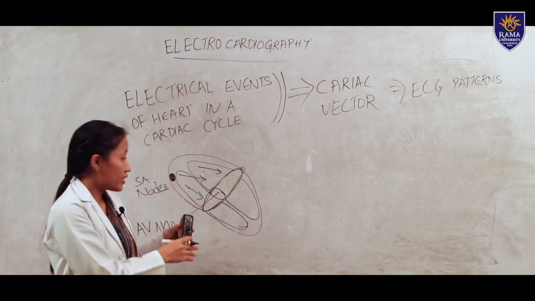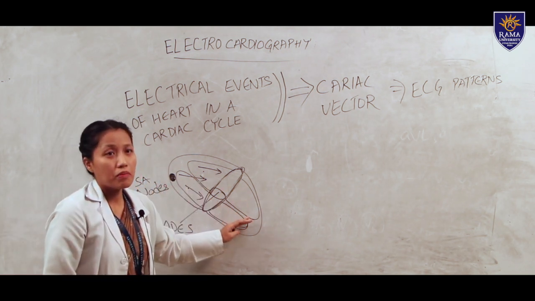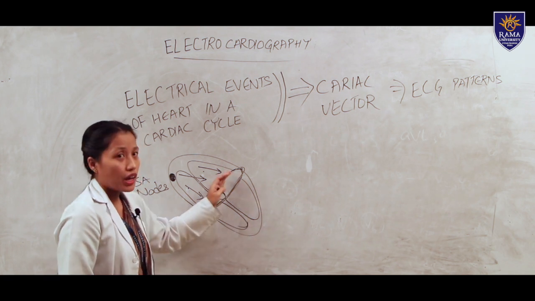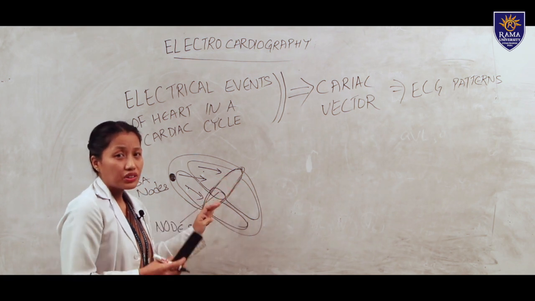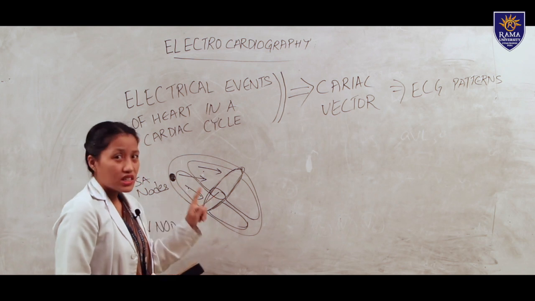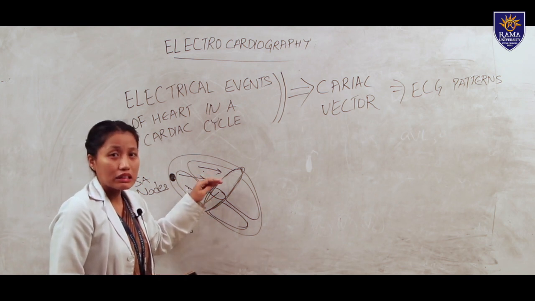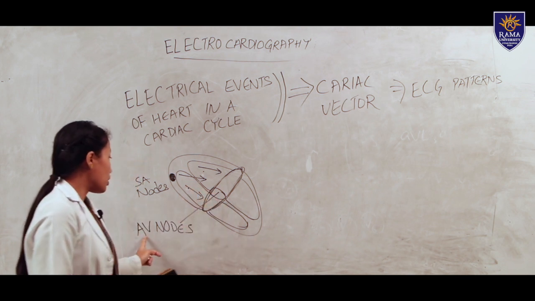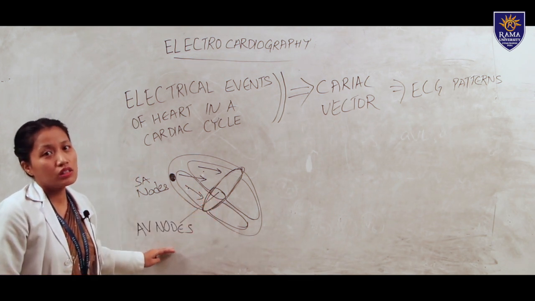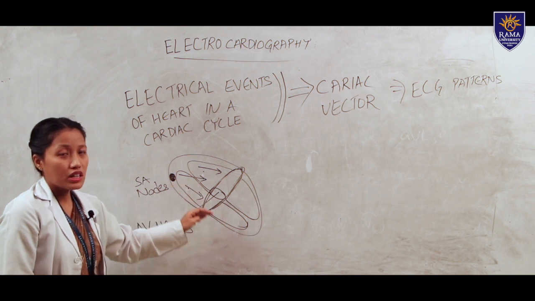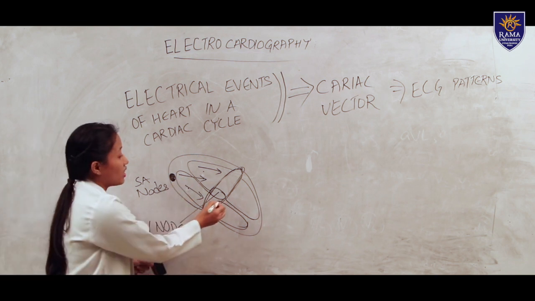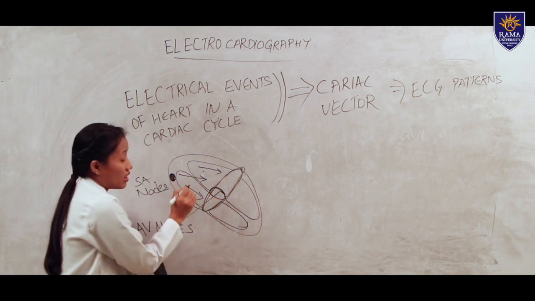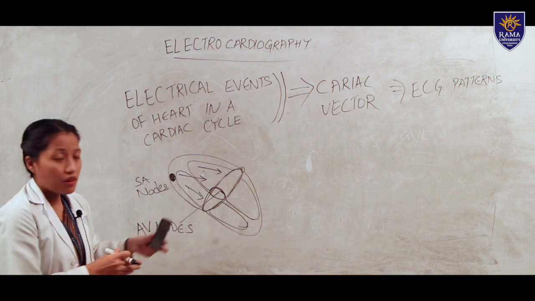Depolarization from the atria cannot pass to the ventricle because this fibrous annulus is not a good conductor. Because of that, only a single point can pass the depolarization from the atria to the ventricles, that is the AV node. The AV node is the only single point that can pass the depolarization. And here, in the AV node, there is stimulation of the AV node.